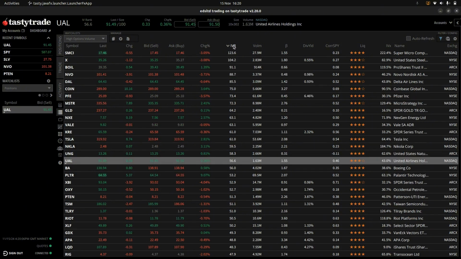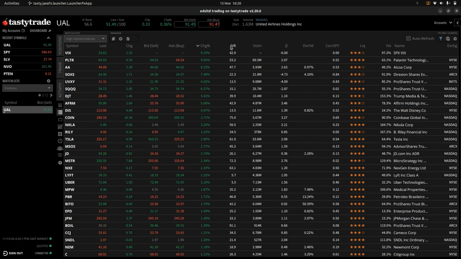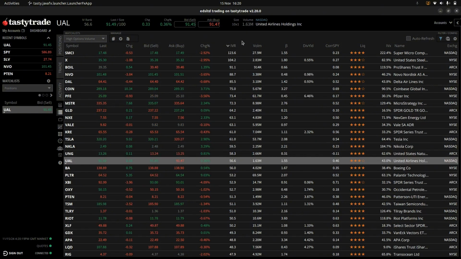And it's just personal preference at this point, but I like to sort everything from high to low IVR. Some people like to do it from biggest percentage change. I like to use IVR. And the aim here is you want to find an underlying that will fit well in our portfolio that has a nice high IV rank with a healthy IV level, IV percentage level.